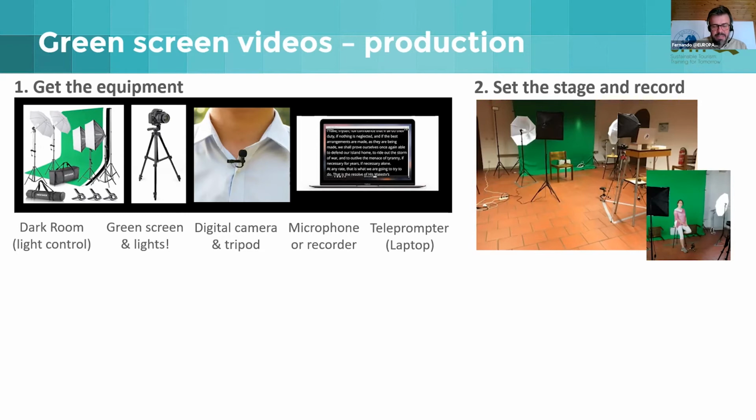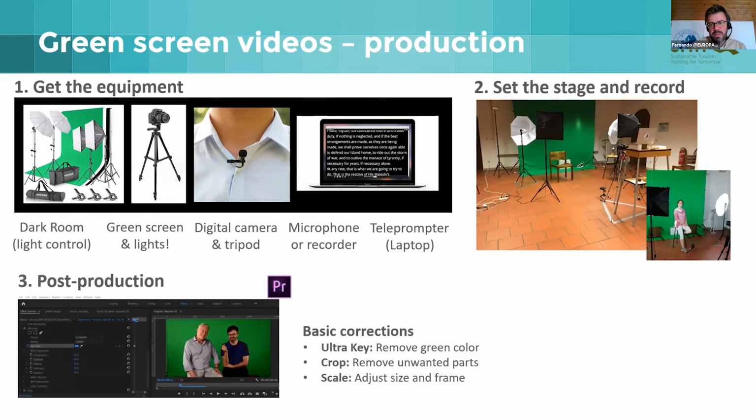Setting up the stage for green screen recording is a bit tricky because it's all about distances, good light, uniform lighting of the screen, and so on. But you can check more in that tutorial I'm speaking about. And then how we remove the green color is in post-production. So the basic corrections, apart from editing the whole video, are that you need to apply the Ultra Key in Adobe Premiere Pro at least, which is the function that we use to remove the green color. You need to crop some of the sides of the video that are out of the screen, and probably you will need to scale the characters a bit.